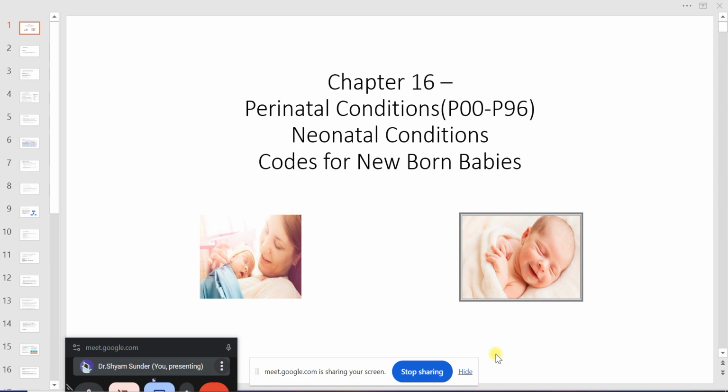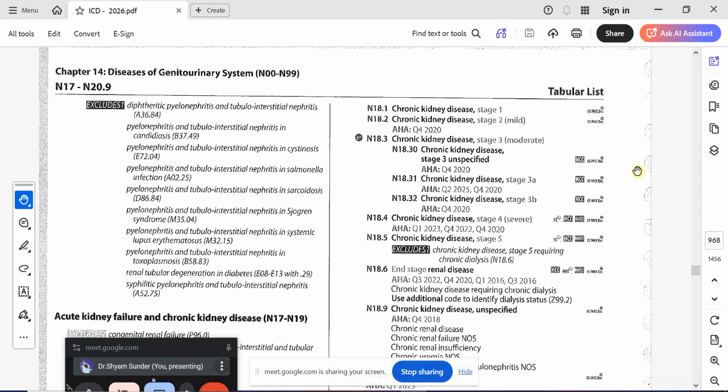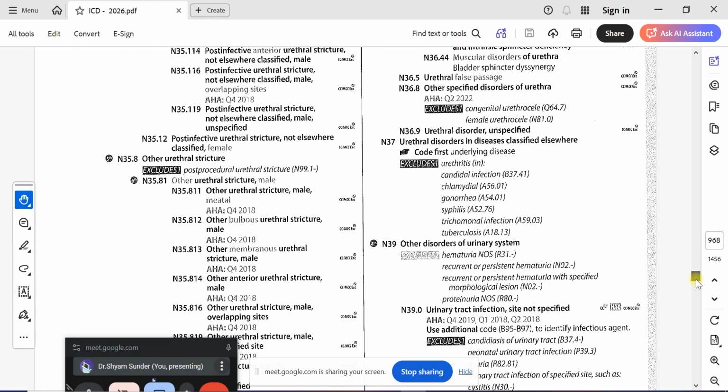Now the moment the baby is delivered, the hospital will open a new medical record for the newborn baby, right? So that's where these codes should go. All P series codes are made for newborn babies, not for the mother's record. Please remember. Let us go to chapter 15, sorry, chapter 16.